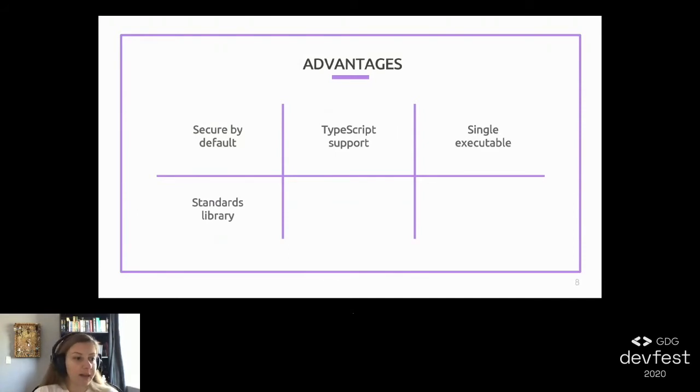It comes with a standards library. So the standards library is a set of modules which are guaranteed to work with Deno. And these modules provide us with basic things so that we don't have to look for external libraries in order to do basic stuff in our programs.